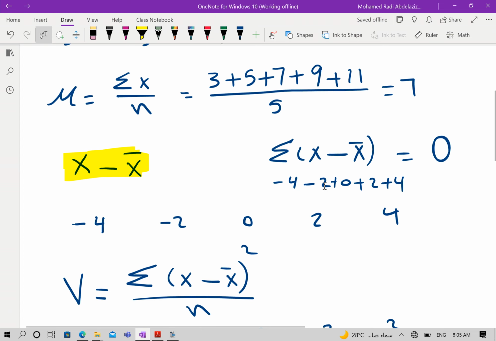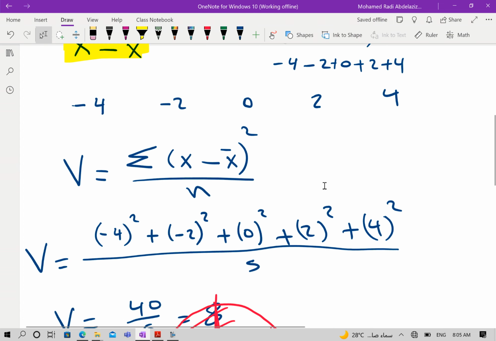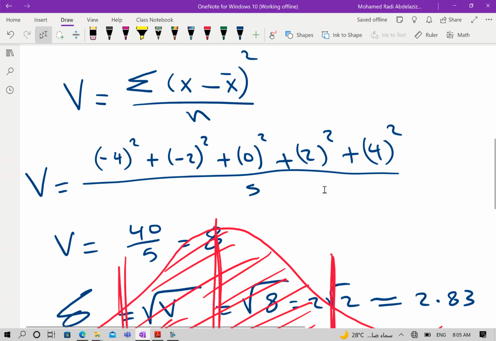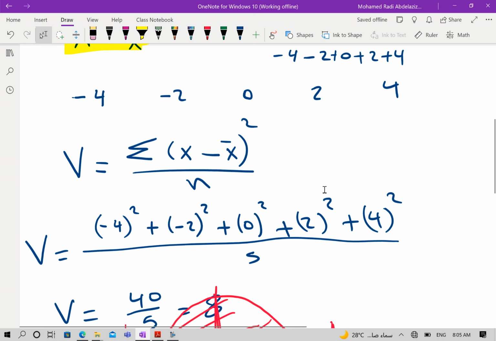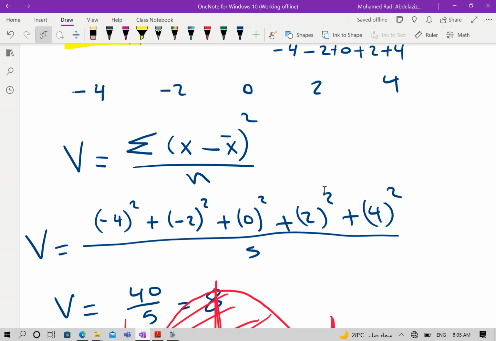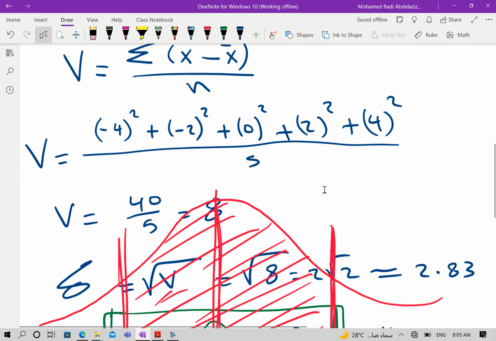Subtracted from mu. Now, how to calculate the variance? Use this formula: sum of x minus x bar, all squared, divided by n. You have to take the values written up, square each one, and divide by 5. The answer is 8.